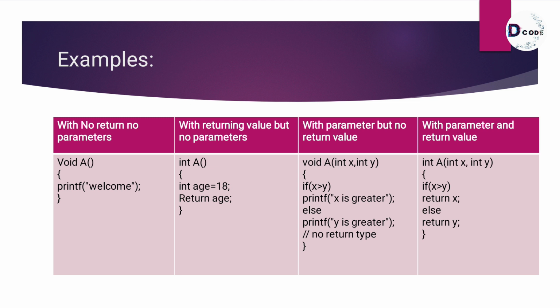And the third program is based on with parameter, without return value. Here the compiler will not return anything, it just prints whether x is greater or y is greater. So we use void as the return type. And the fourth example is based on with parameter and with return value. Here the compiler will return something and the parameters are also given. So we use int as the return type.